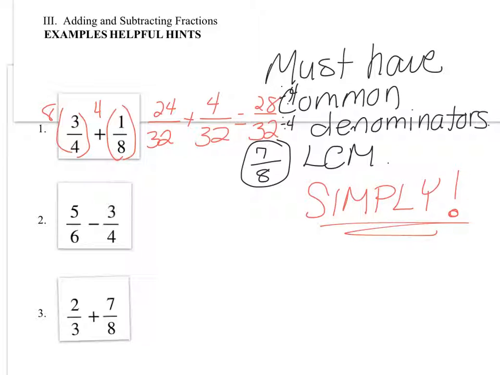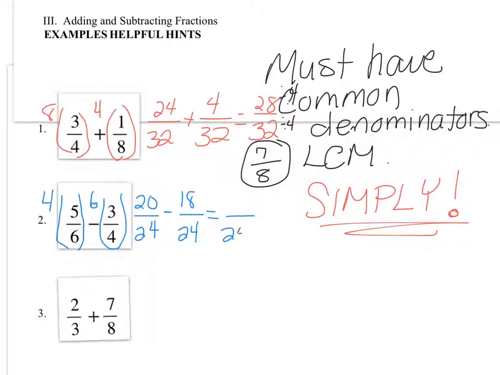Okay, number 2. So you'll do this times 4. You'll do this times 6. That's supposed to be a 6. So you're going to get 20 over 24 minus 18 over 24. The 24 stays the same, and you're going to get 2. 20 minus 18 is 2.